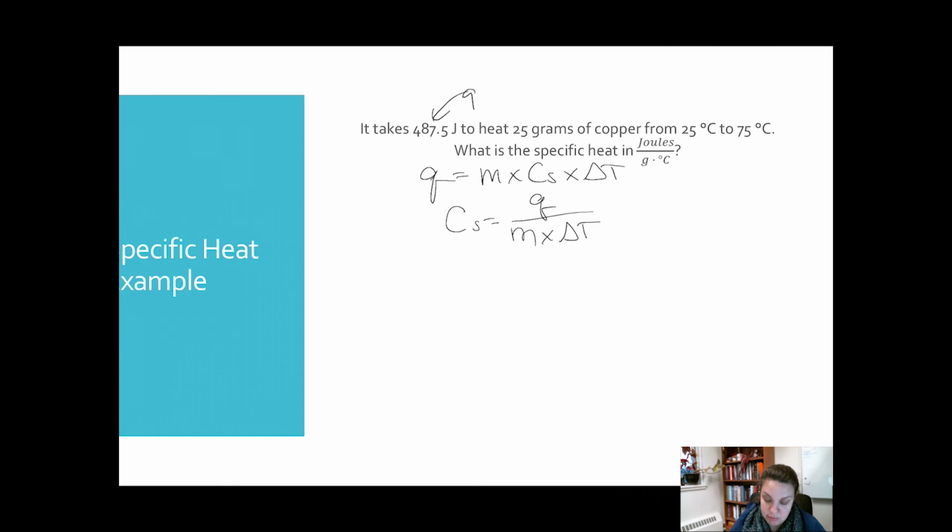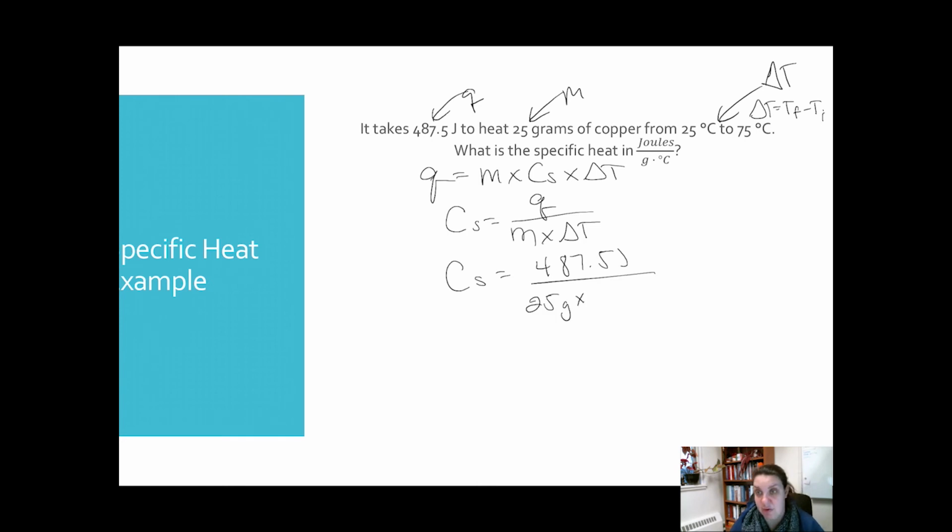Here is our Q, our mass, and our delta T, remembering that delta T is equal to T final minus T initial. So we have the specific heat of our metal is equal to 487.5 joules divided by our mass, 25 grams, times our delta T, 75 degrees Celsius minus 25 degrees Celsius, giving us 50 degrees Celsius. Solving for our specific heat, we get 0.39 joules over grams times degrees Celsius, a reasonable value for a metal.